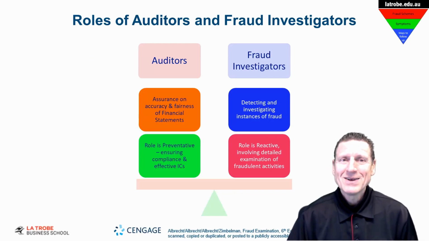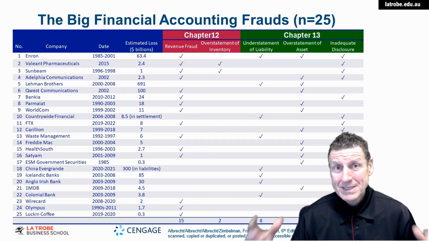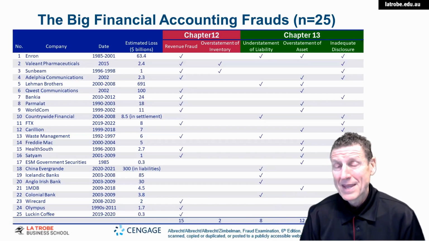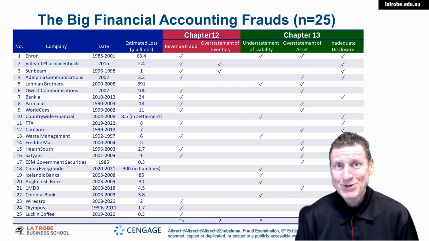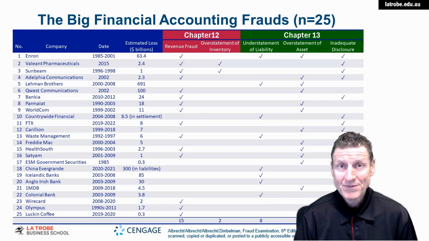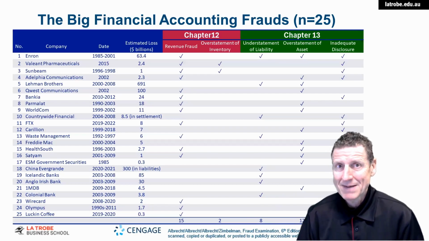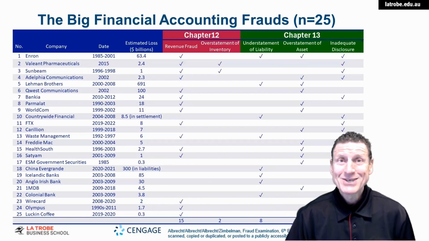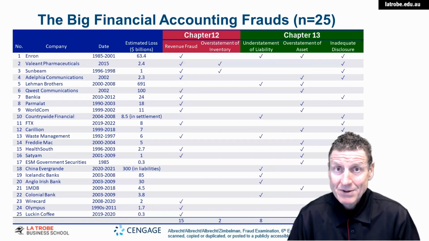All right. So let's get into some of the landscape of the big frauds in history that we will come back to in the next 3 or 4 parts, not just chapter 12, this one, but also in the next chapter, chapter 13. As you can see, chapter 12 in this part covers revenue fraud. In the next part, we'll look at overstatement of inventory. But then in chapter 13, understatement of liability, overstatement of asset, and inadequate disclosure fraud.